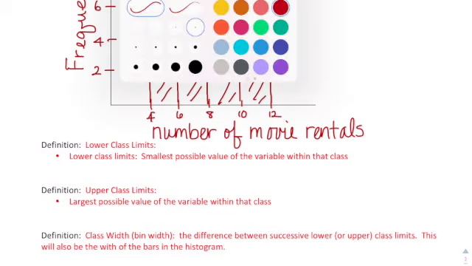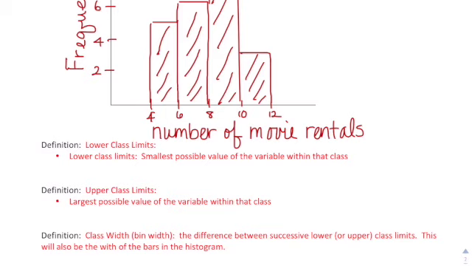This is also called the lower bin limit. If you're looking at the very first one, the lower class limit, or lower bin limit, is 4, the smallest possible value within that class. The lower class limit is the 4 or the 6 or the 8 or the 10, depending on which bin you are talking about. The upper class limit is the largest possible value within that class.